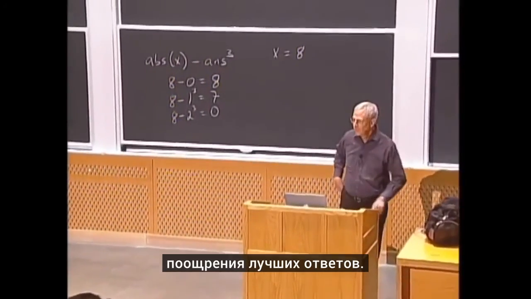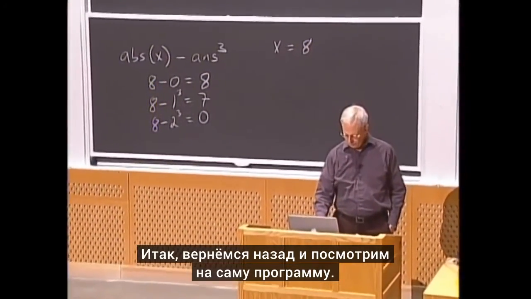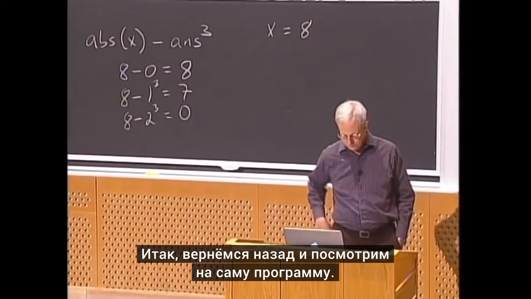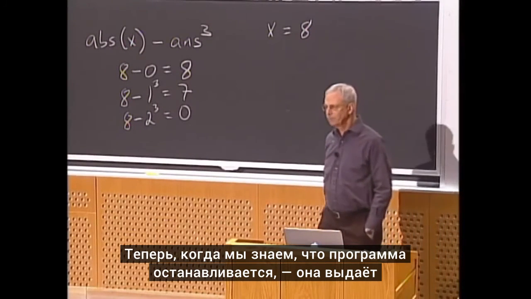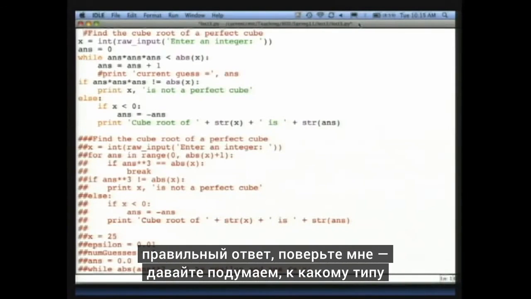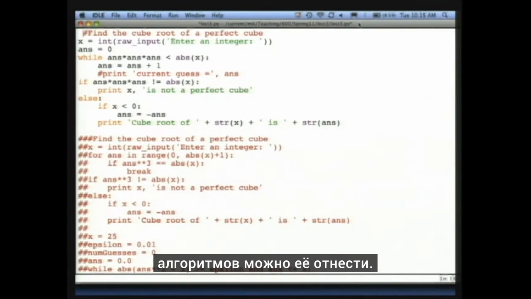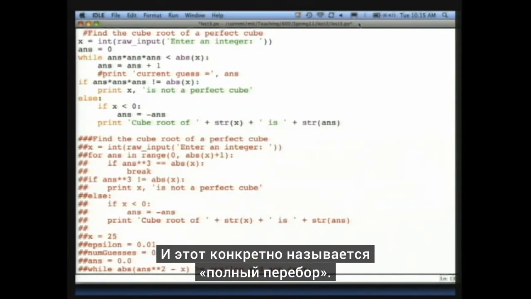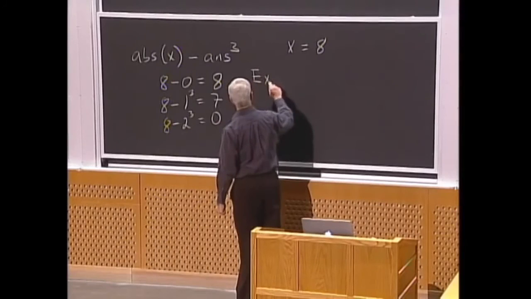Okay. Now, let's go back and look at the program itself. Now that we know it stops, and you can take my word for it that it actually computes the correct answer, let's think about what kind of algorithm this is. What's the method? This is an example of guess and check, and it's a particular kind called exhaustive enumeration.